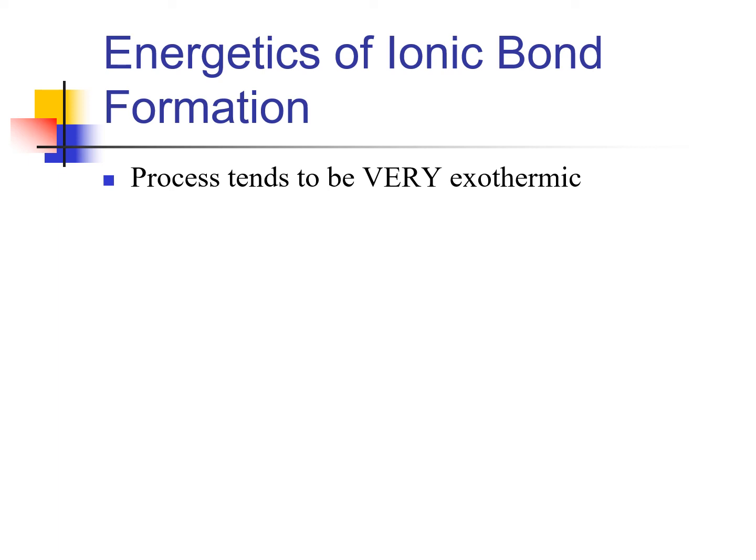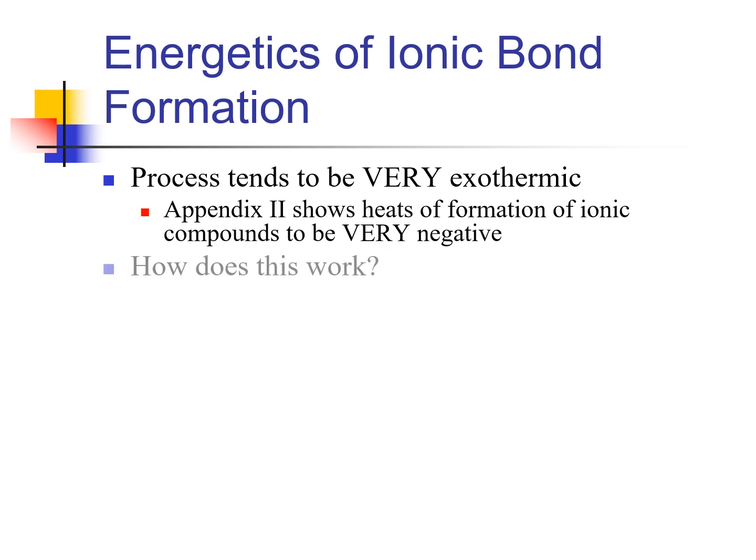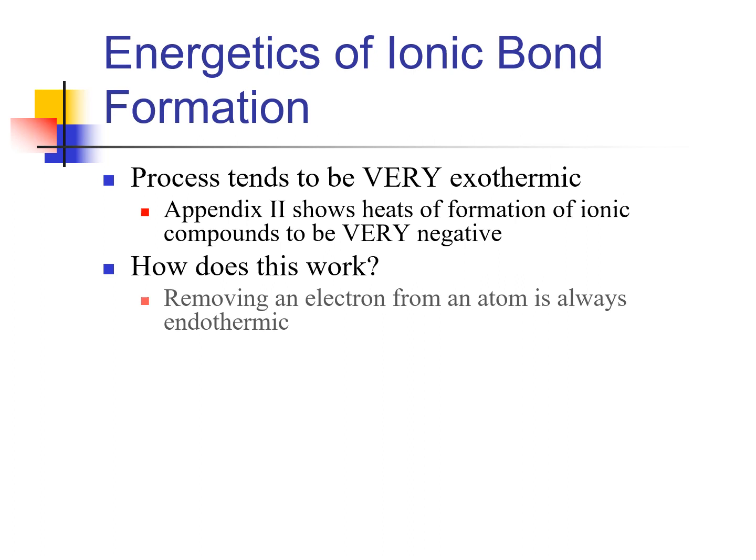So it turns out this electron transfer process tends to be very, very exothermic. And we actually saw this a little bit when we did the redox chapter. Redox reactions tend to be very, very exothermic, and that's a transfer of electrons. And what we see is that Appendix 2 shows heats of formation of ionic compounds. They tend to be very negative, again, very exothermic. So how is this working?